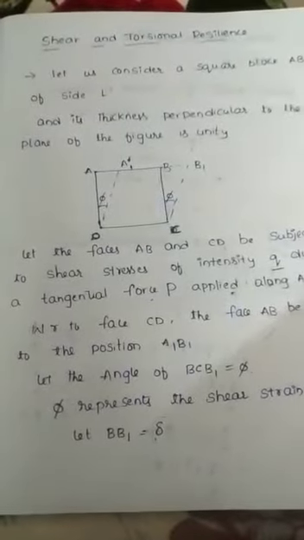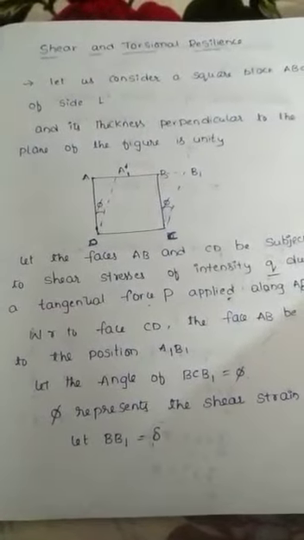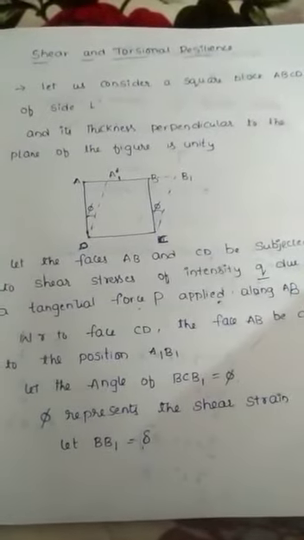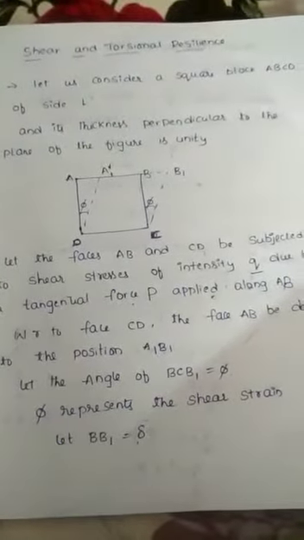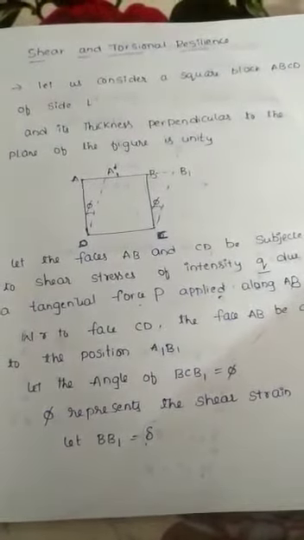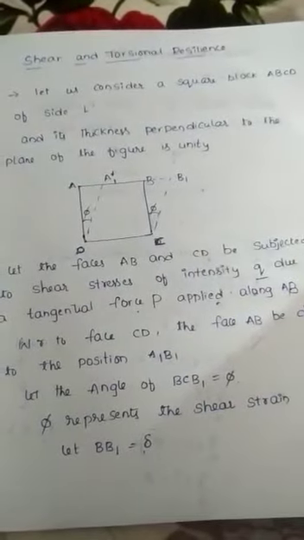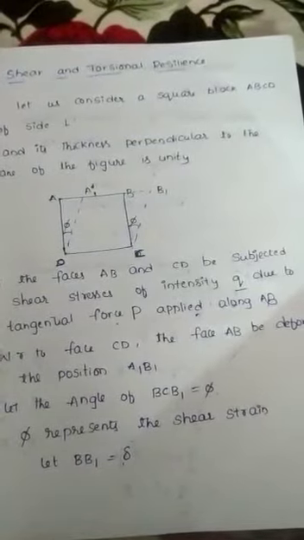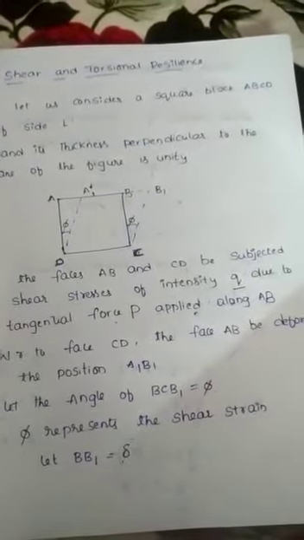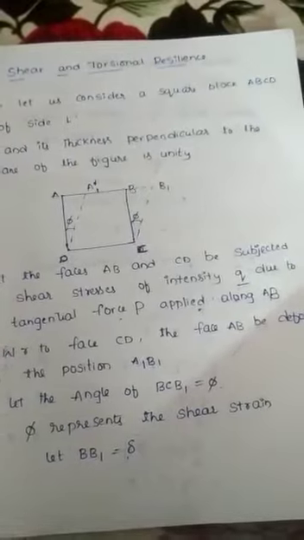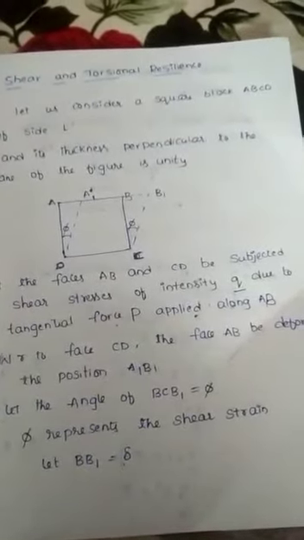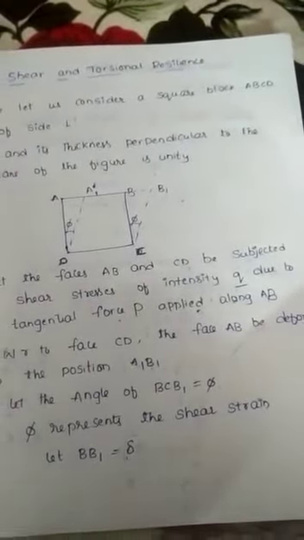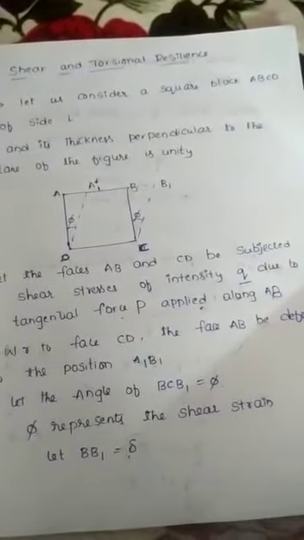Today we are going to discuss shear and torsional resilience. So first of all, what is meant by shear? Shear is an internal force that happens when forces push or pull in opposite directions within an object. Shear stress acts parallel to a surface. It can cause one object to slide over another. Shear acts to change the angles in an object.